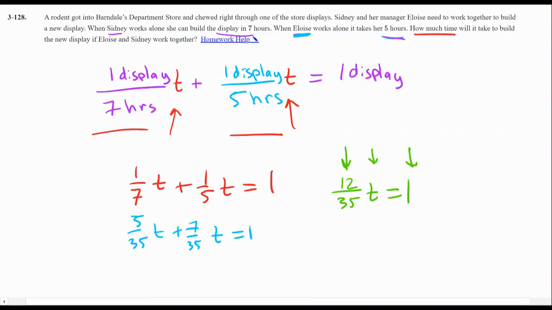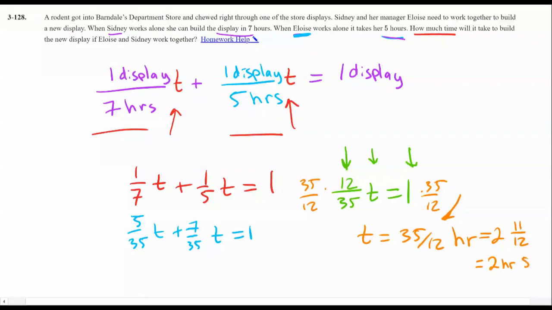Now I'm going to multiply by the reciprocal to get rid of it. So the time that it will take is 35/12 of an hour. In terms of actual hours and minutes, which I'm not going to be too picky about, if you leave it like this, that's fine. But this is really 2 and 11/12, which when we're talking about time is 2 hours and 55 minutes.